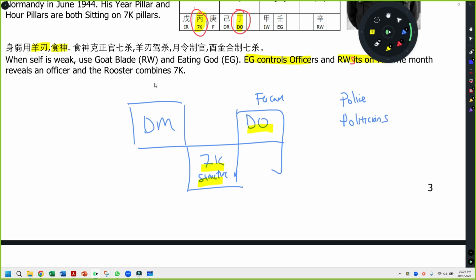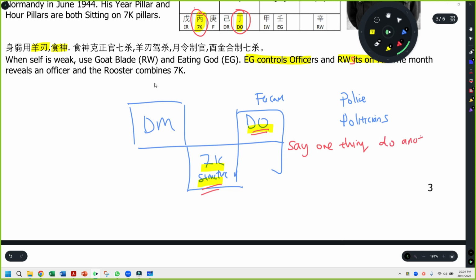Lawyer. Okay. Therefore, if anybody has a direct officer fasa and a seven killing structure, then you have to be very careful with these people, because they will say one thing and do another. They will say one thing, then do another. These are the people when we have their fasa. So watch out for this kind of structure, especially when you deal with it.